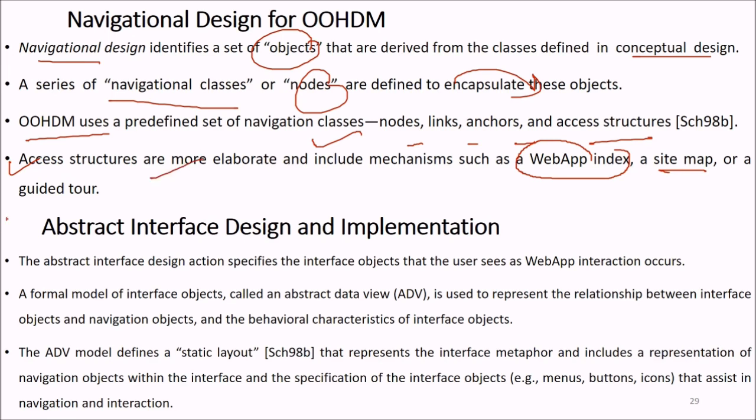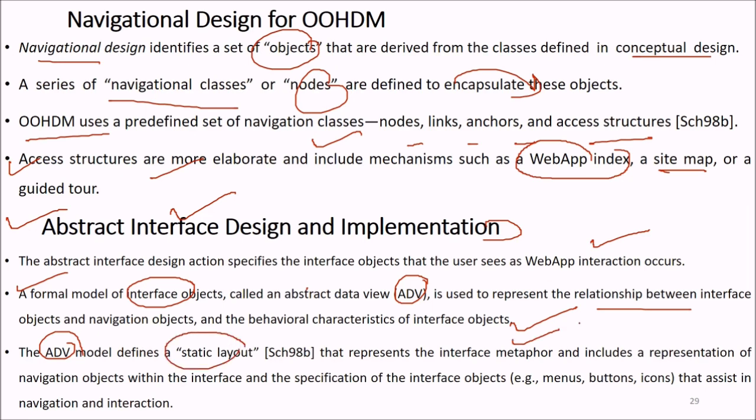And in the abstract interface design and implementation of O-HDM, the abstract interface design action specifies the interface objects that the user sees as web app interaction occurs, and the formal model of interface objects called the ADV, abstract data view, is used to represent the relationship between the interface objects and navigation objects and the behavior characteristics of these interface objects. This ADV model defines the static layout that represents the interface metaphor and includes a representation of navigation objects within the interface and the specification of interface objects like menus, buttons, icons that would assist in navigation and interaction.